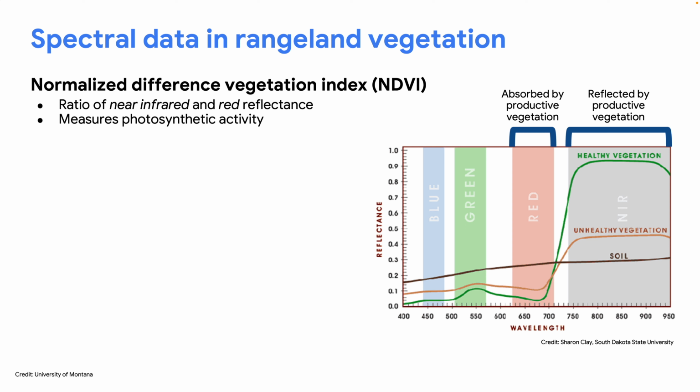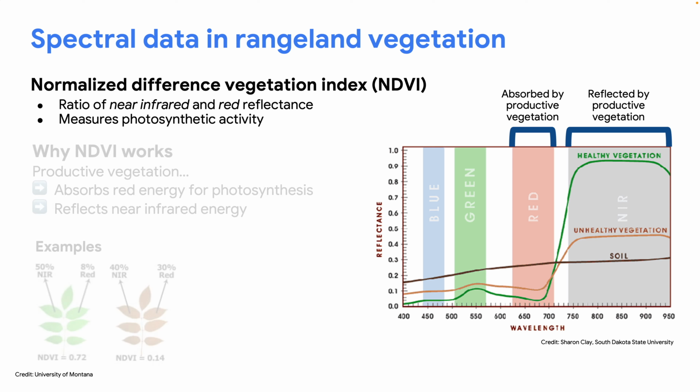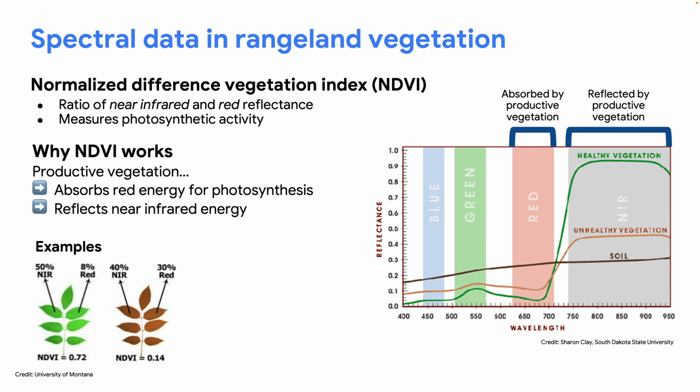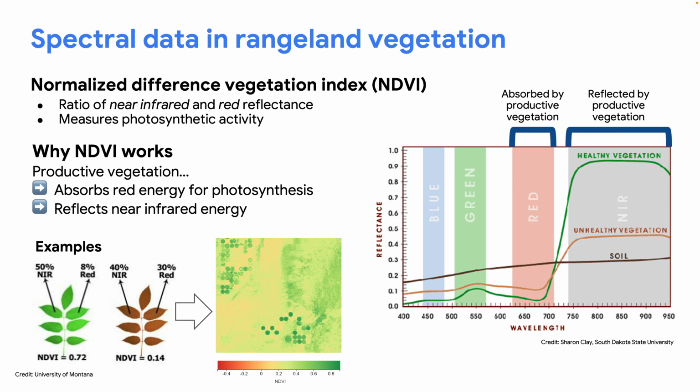We can use a value called the Normalized Difference Vegetation Index, or NDVI, to assess vegetation health. With NDVI, plants that absorb red energy and reflect near-infrared energy have high NDVI, whereas stressed plants that absorb near-infrared and reflect red have low NDVI. We can create maps of NDVI to assess where vegetation is most productive.